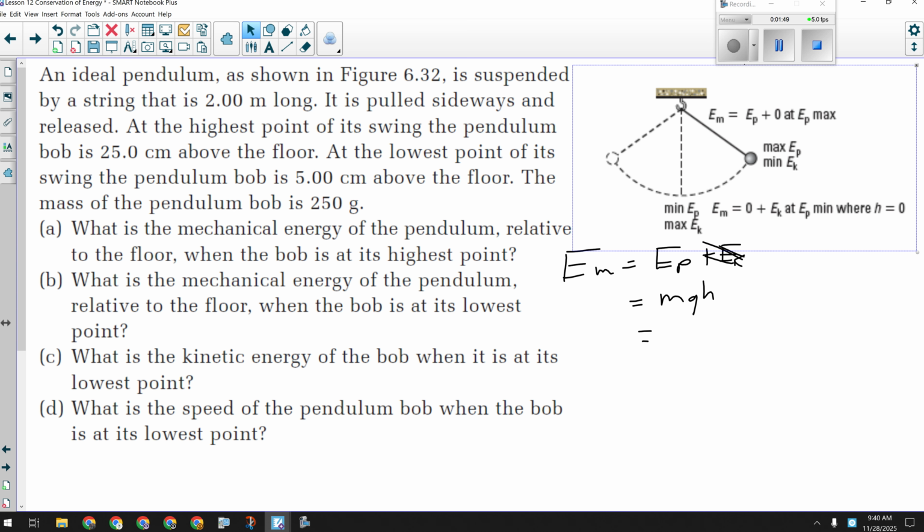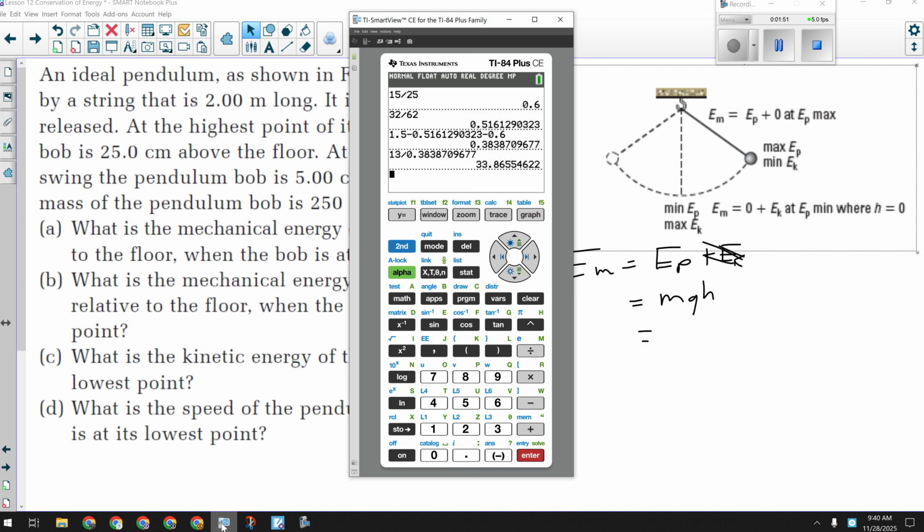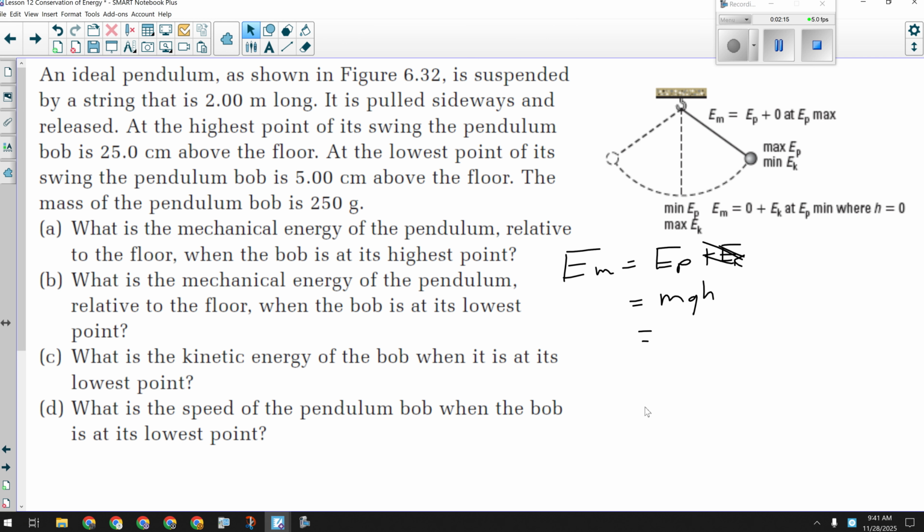Now, things we have to remember about calculating energy. Mass needs to be in kilograms, and height needs to be in meters. So we're going to have 0.25 kilograms times 9.81 times 0.25 meters. Okay, so there's our mechanical energy. It is also our potential energy at the highest point, 0.613 joules.